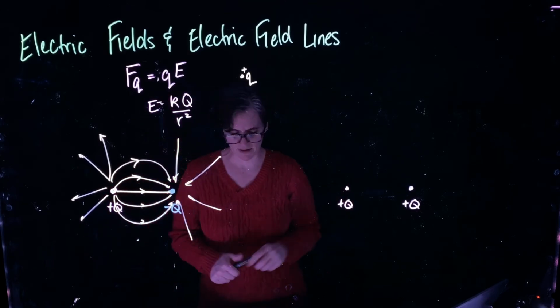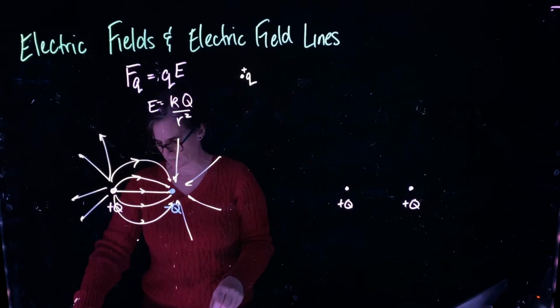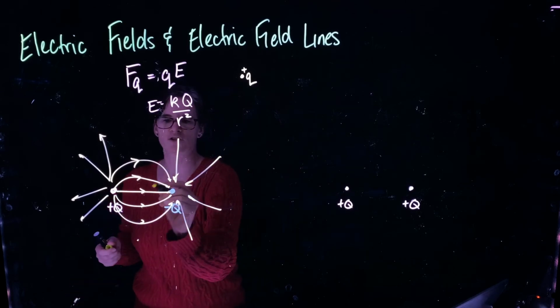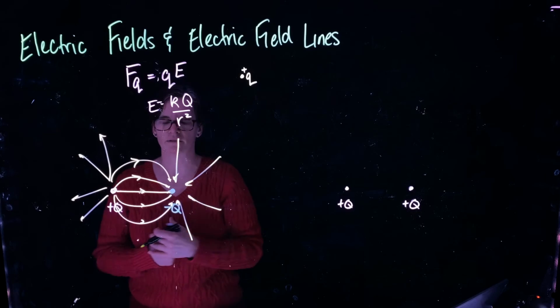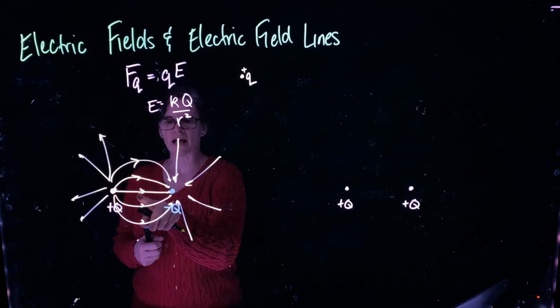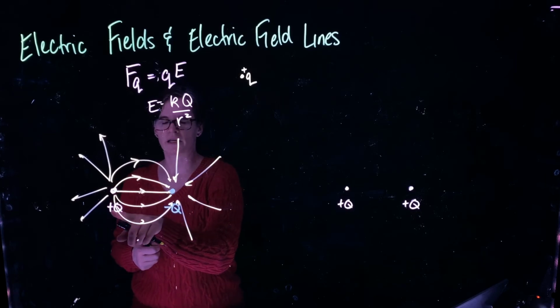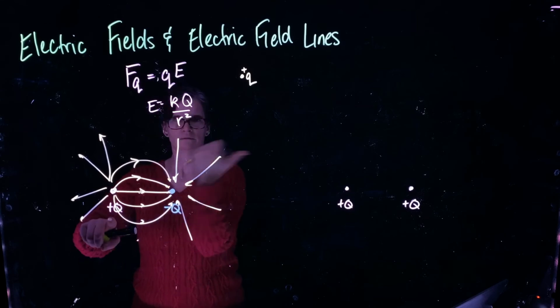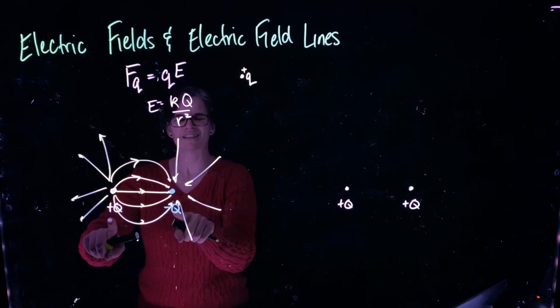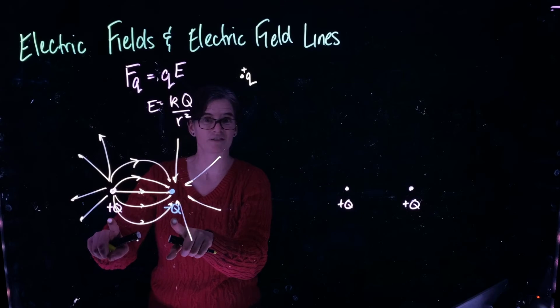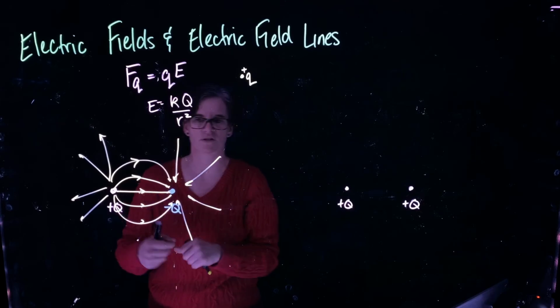Why might that be? Well, let's take that test charge Q. If I were to put a test charge Q smack dab here in the middle, well, it feels a positive force from the positive charge, force to the right. It feels a negative force from the negative charge, that's attractive, also the force to the right.